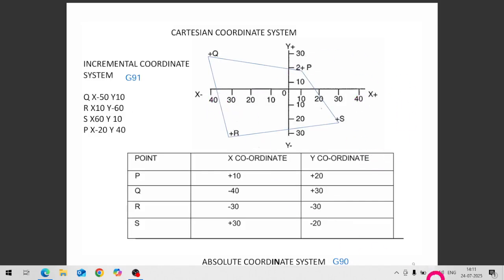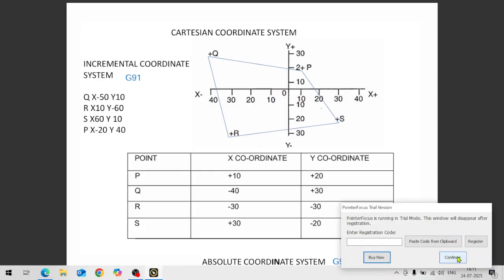If you see here, this is the x-axis, and this is the y-axis. So these are the four quadrants: first quadrant, second quadrant, third quadrant, and fourth quadrant. So there are 4 points P, Q, R and S. These points we have to define in rectangular, as well as incremental mode and absolute mode.